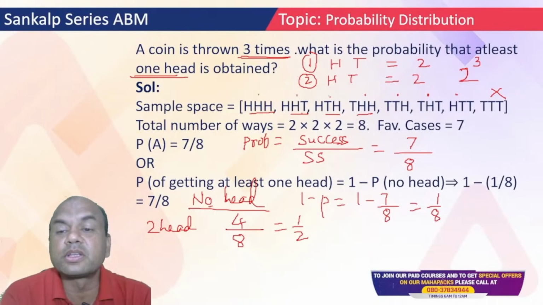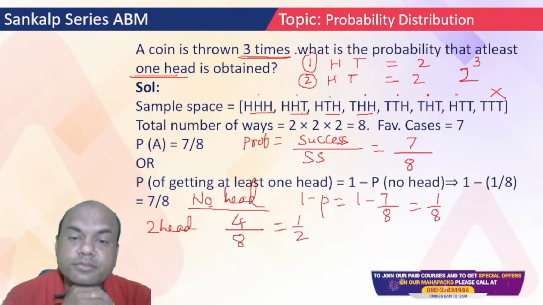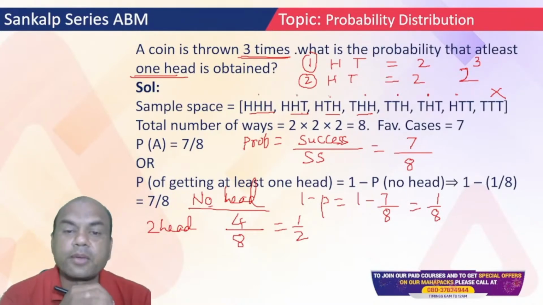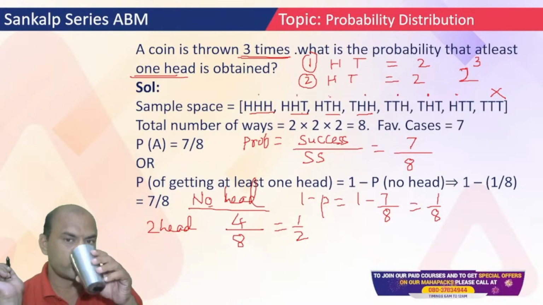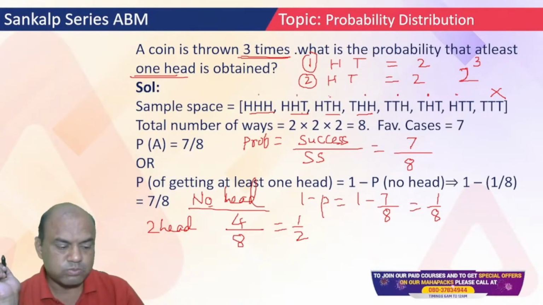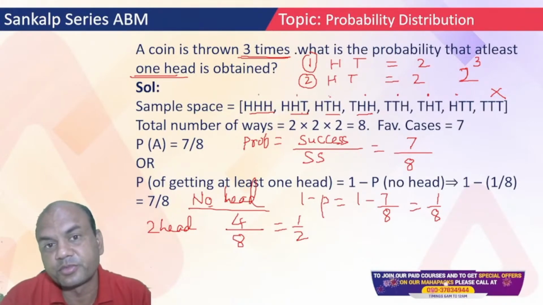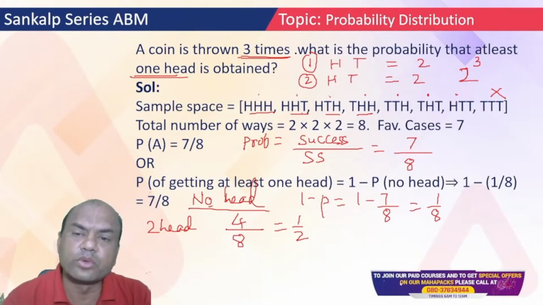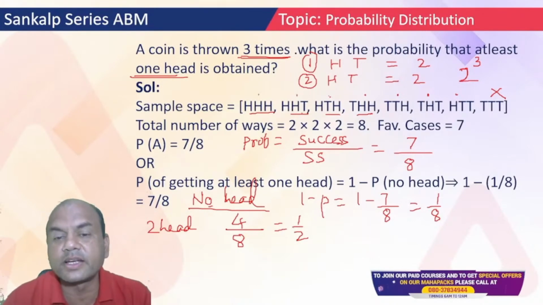If I ask you, you should get at least 3 heads. Then what will be the answer? Now you type in the comment section. I want the answer for at least 3 heads. Yes, at least 3 heads. What is the answer? So there's only one upon 8, because everyone else is having 2 heads. At least 3 heads means only one.